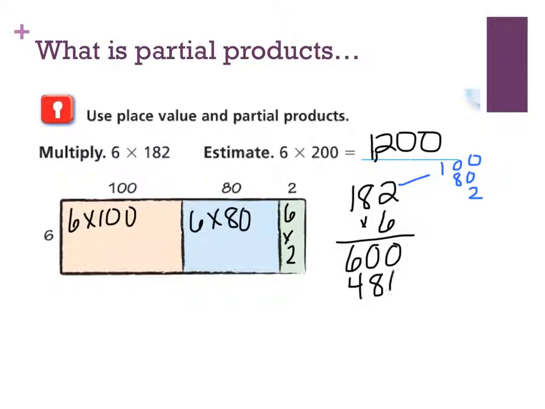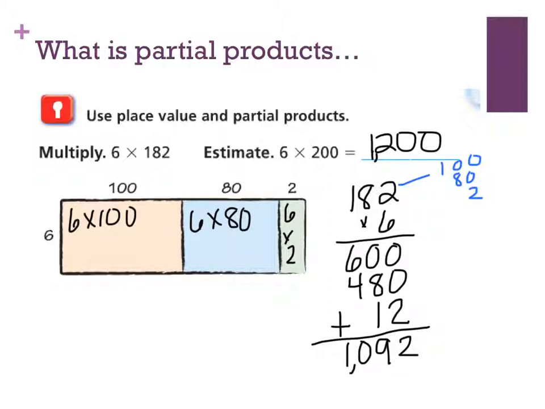It's important that I line my numbers up correctly so that I can add easily. 6 times 2 is 12, and I just write that down since there's no zeros for the ones. I add my numbers: 2, 8 plus 1 is 9, and 6 plus 4 is 10, to get my answer of 1,092.